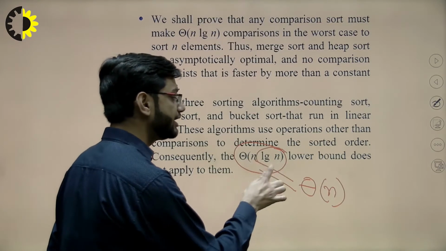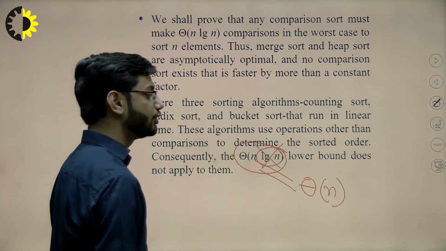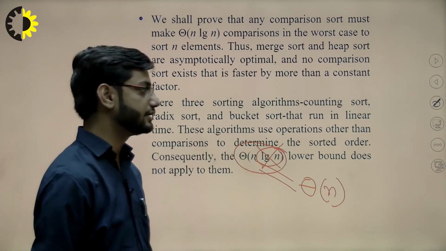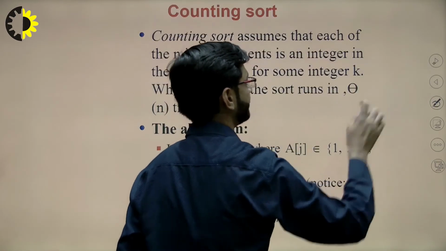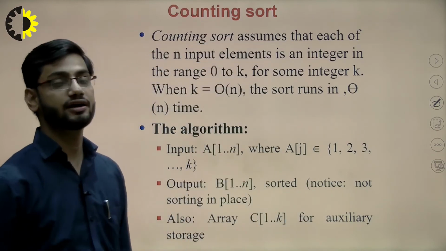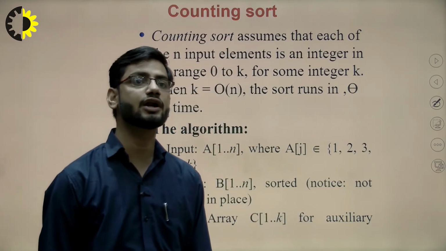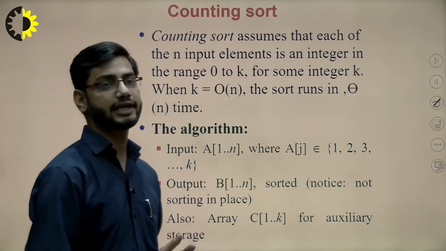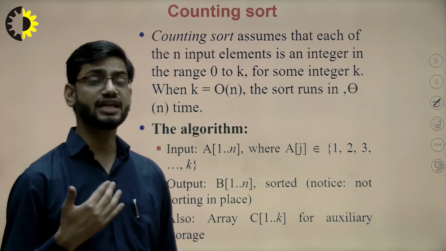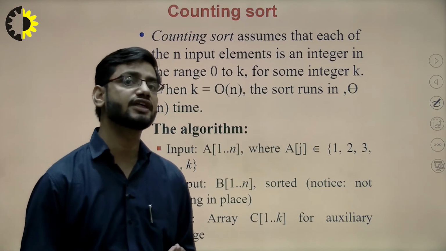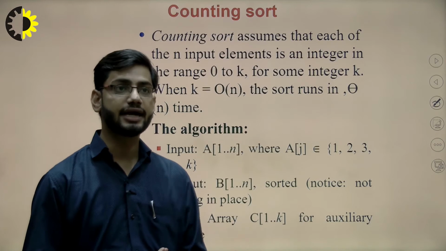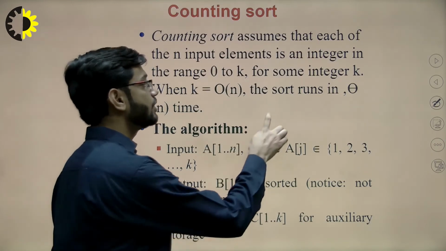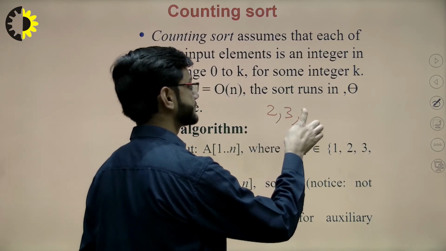We want to eliminate this log n factor, and we want to optimize this to linear time. So this gives rise to sorting in linear time algorithms. The very first algorithm that we are going to discuss in this category is counting sort. Counting sort, as the name suggests, counts the frequency of the elements that you are getting in the input array. For example, you are given the input like this.